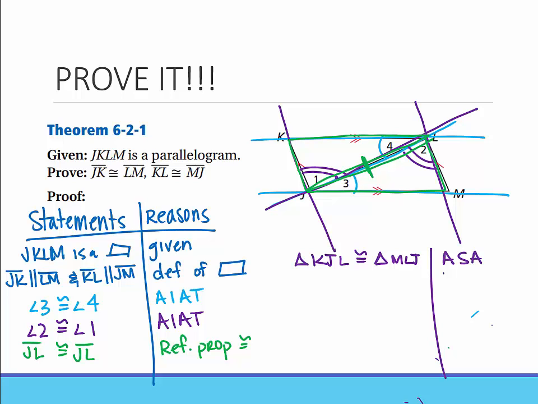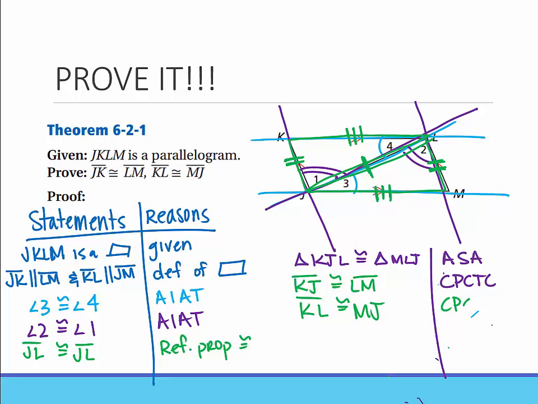So now that I know that, I can use CPCTC to prove that any parts of those triangles are congruent, which is what we're going to do. I'm going to prove that this side over here is congruent to this side over here. KJ has to be the same length as LM. But then also the top and the bottom have to be congruent for the same reason. KL is congruent to MJ because of CPCTC. So that proves this very first theorem that we had, that opposite sides have to be congruent.